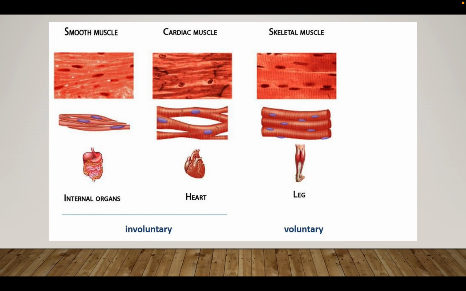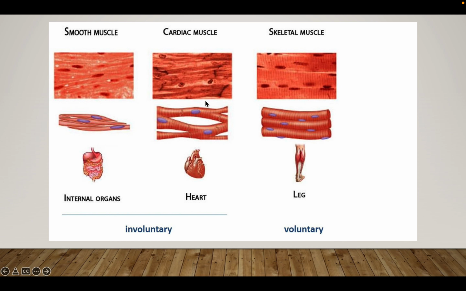So here's just a basic picture and schematic of where you can find these. And so we have smooth, cardiac, and skeletal muscle. Smooth is what we just saw here. If you look closely at the appearance of the cell, it looks very smooth, hence its name, compared to cardiac and skeletal muscles where you see these little fibers running perpendicularly across the cell. We know that we find this in internal organs and it is involuntary.